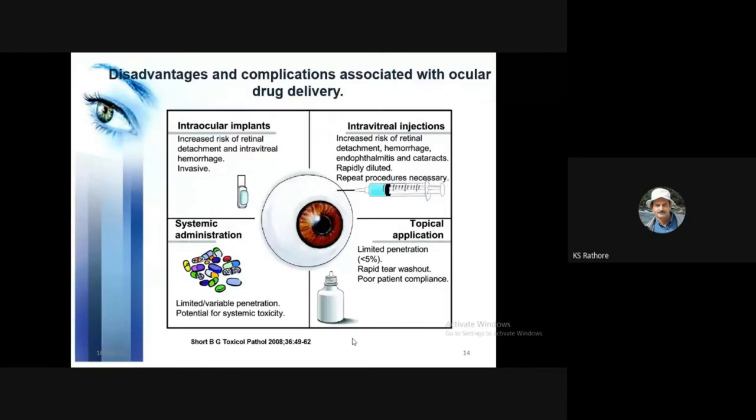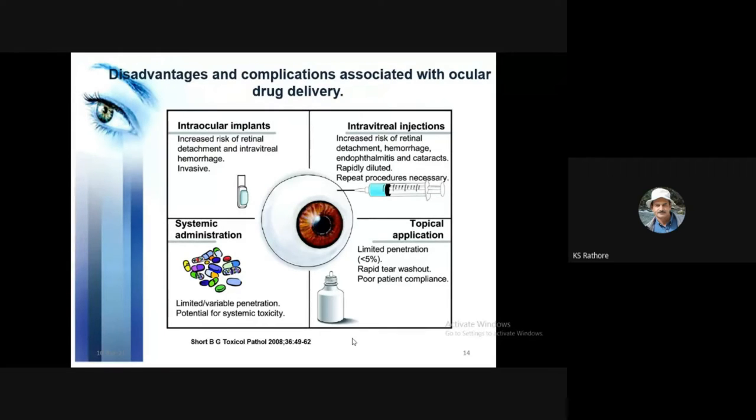Next one is disadvantages and complications associated with ocular drug delivery. Because in ocular drug delivery, there are so many complications. When we want to use intraocular implants, there is risk of retinal detachment and intravitreal hemorrhage, or it is an invasive technique. We have to cut a certain part to make these implants available in that particular site. When we use intravitreal injection, there is a risk of retinal detachment, hemorrhage, endophthalmitis, cataract, because it is rapidly diluted and repeat procedure is necessary in this case.